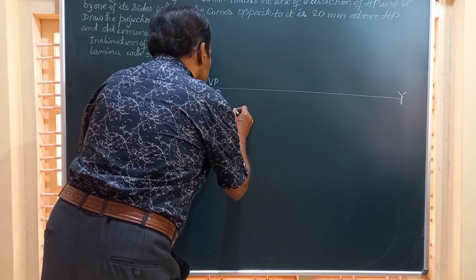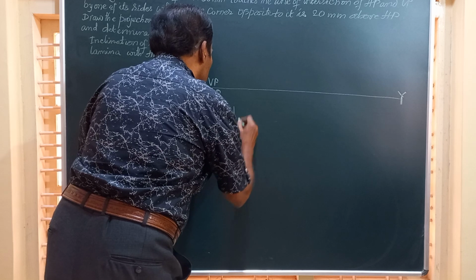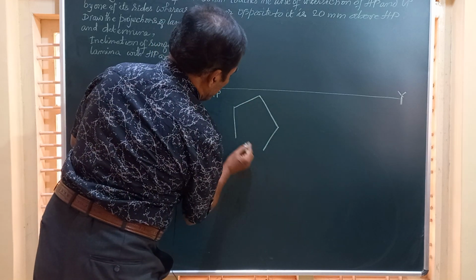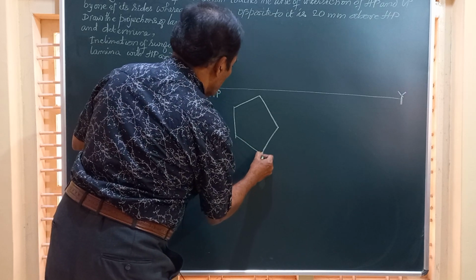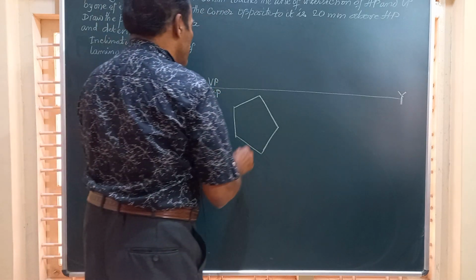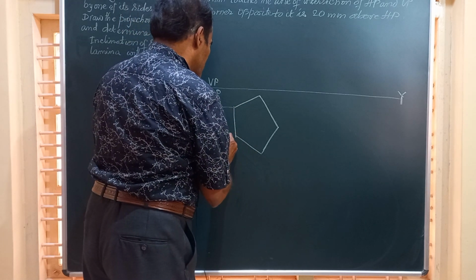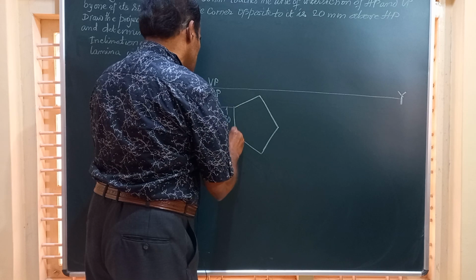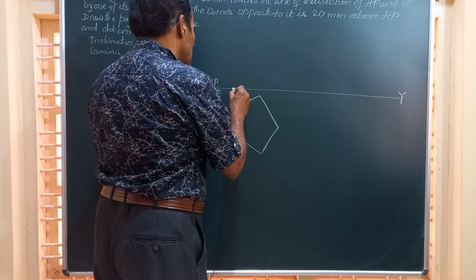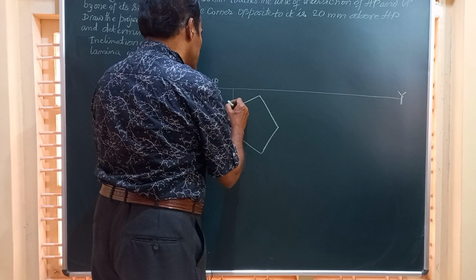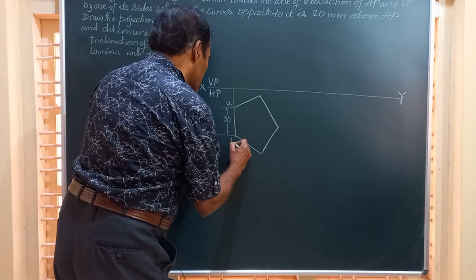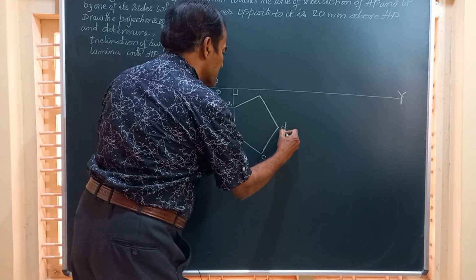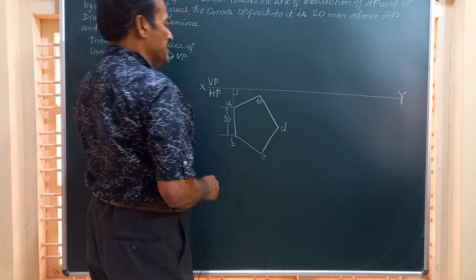And friends, you can just see here, we have this pentagonal lamina of the given side, that is 30, and we will show that distance as 30. We are drawing this lamina with one of the sides, say this side AB, normal to VP, and mark the corners as A, B, C, D and E.